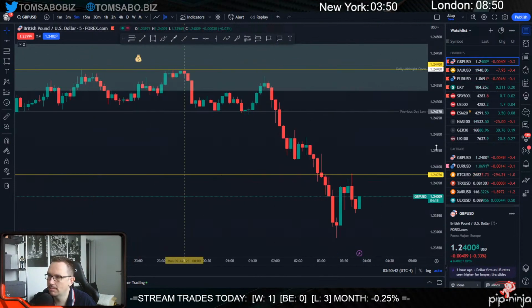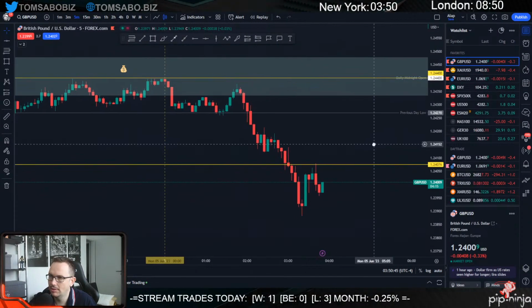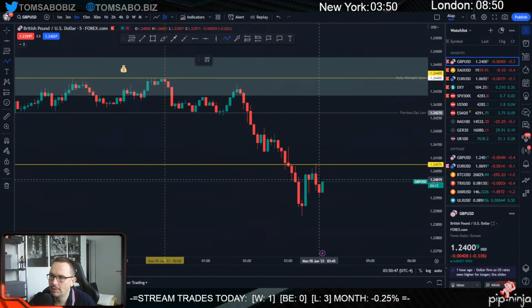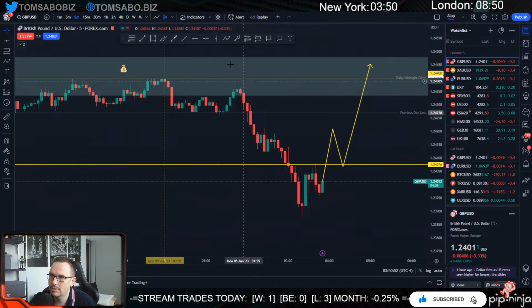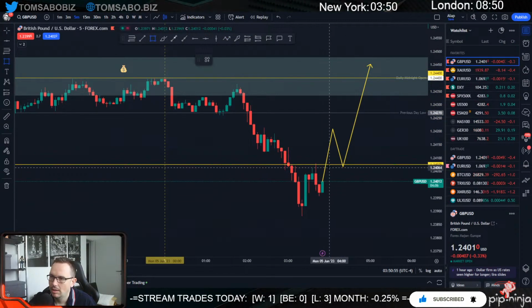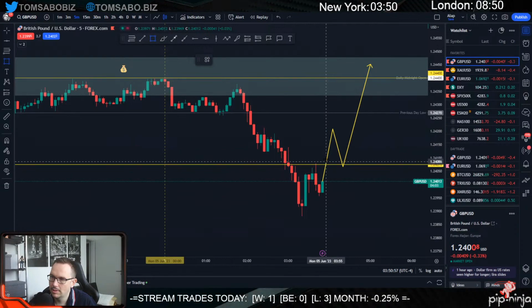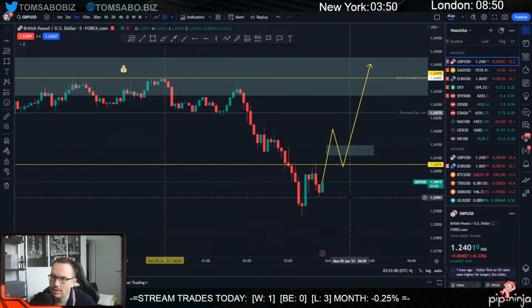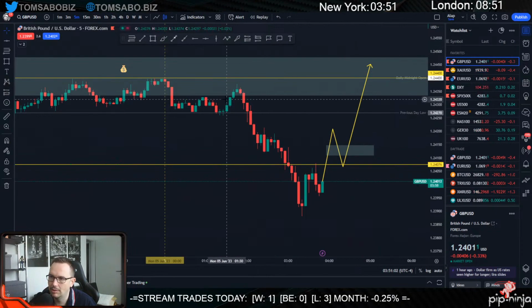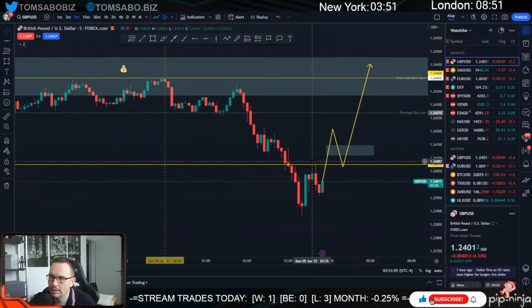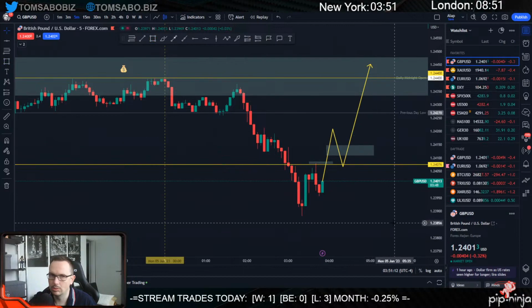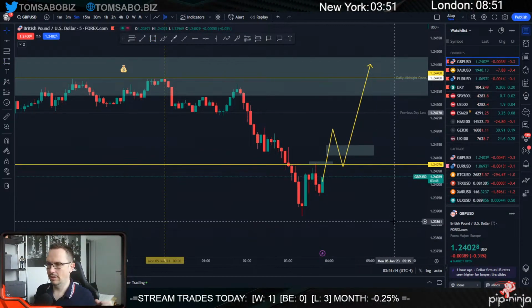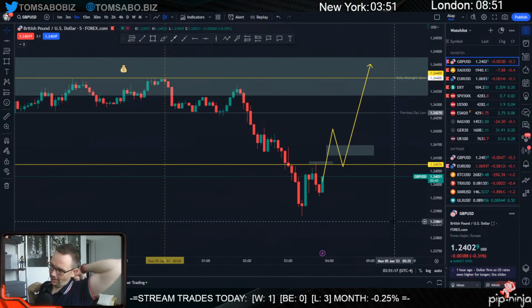This is the 5 minute pound. What I would like to see is it go up here, and then this is my scenario. Make a displacement and the fair value gap somewhere here, and then enter. That's what I would be looking for on the pound right now, on the 5 minute. Structure break here, structure break here, and then go all the way up. That's what I would be looking for on the 5 minute.